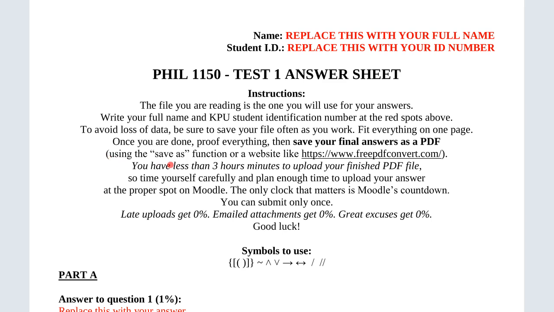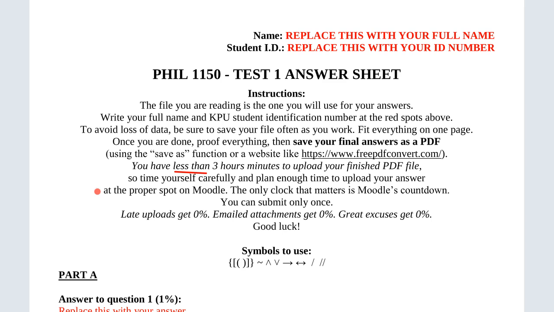You have less than 3 hours. And notice I say less than 3 hours because I don't accept anything late. So you got to be smart and turn it in early. Less than 3 hours to upload your finished PDF file. So time yourself carefully and plan enough time to upload your answer at the proper spot on Moodle.